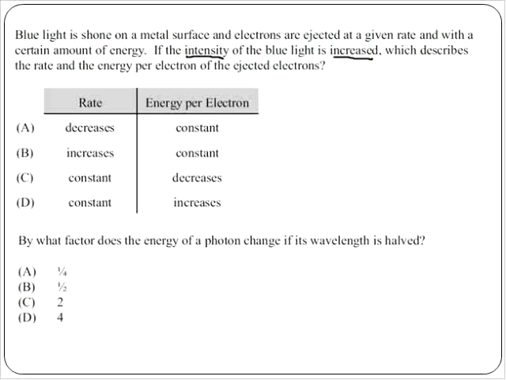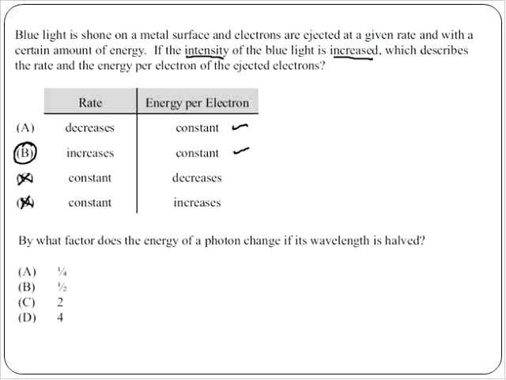No effect on energy. So the energy stays constant. So we know the answer is not C or D. Right away we can rule that out. But the thing that does happen if we increase the intensity is we will increase the number of electrons that are being ejected. In other words, we will increase the rate. We increase the current is what happens. If we increase the brightness of the light, we get more current. So the answer is B. The rate increases. More electrons ejected per second. But the individual electrons don't have any more energy than they had before.